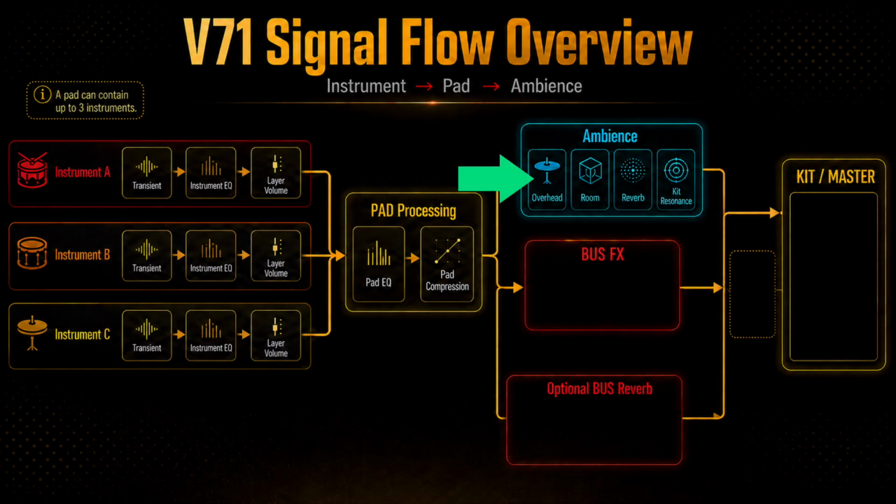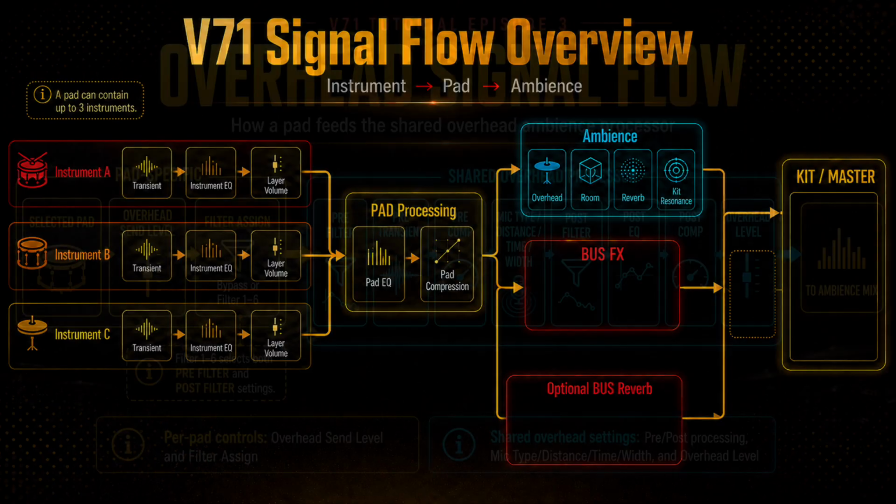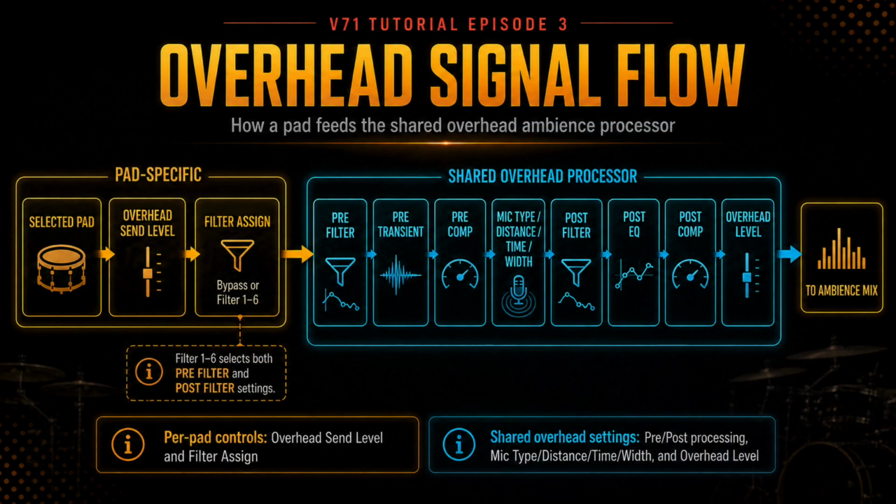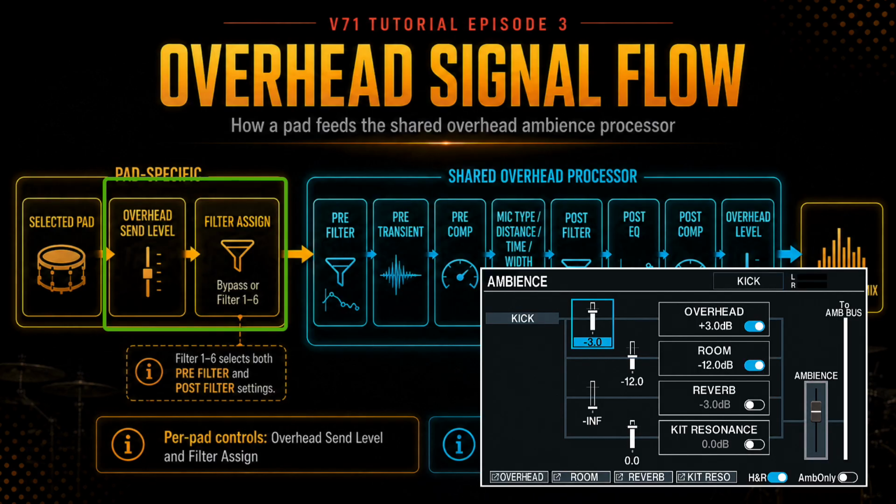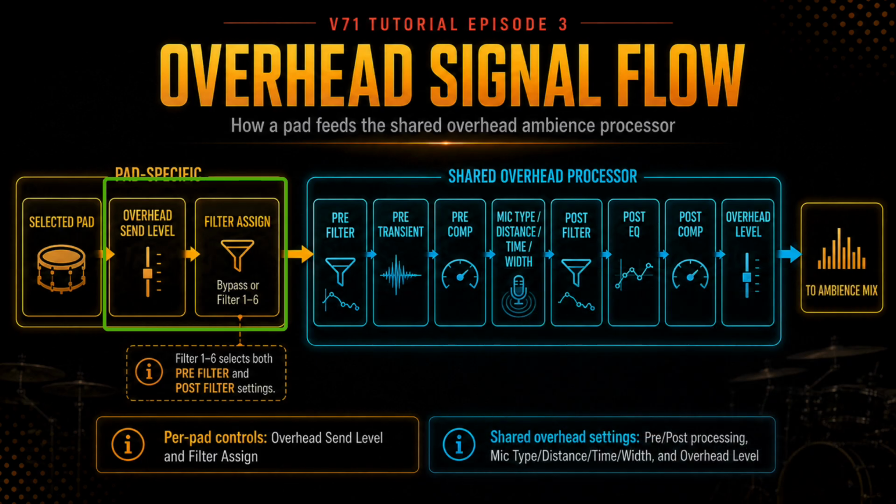This unassuming overhead box in the ambience area is a little more complicated than it might seem. It deserves its own signal flow, and that looks like this. Before we look at the V71 controls, let's understand what's happening here. For the selected pad, there are 2 main controls: overhead send level and filter assign. The send level is what we just saw on the previous V71 screen, how much signal we want going to this processor. The filter assign box needs a little extra explanation.